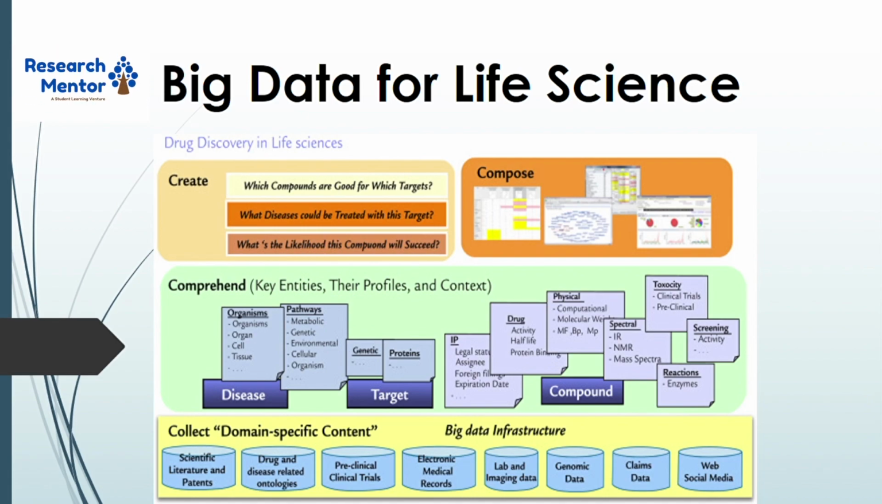After that, the last phase, that is collect domain specific content. That means we can generate big data infrastructure with the help of scientific literature and patents, drug and disease ontologies, preclinicals, clinical trials, electronic medical records, lab and imaging data, genomic data, claims data and web social media data. So this is a proper flow or proper structure of big data in life science. That means create, compose, comprehend and collect. With the help of this structure, we can easily collect any type of medical data, apply big data analytics, and easily target good drugs and bad drugs with the proper composition.